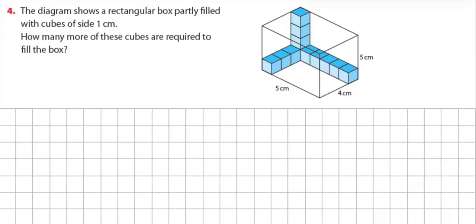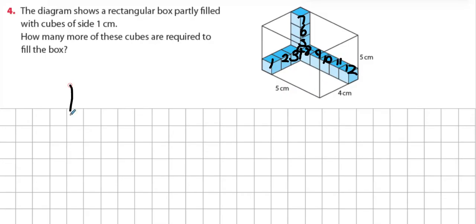So, question 4. The diagram shows a rectangular box partially filled with cubes of side 1. How many more cubes are required to fill the full box? Okay, that's interesting. How many cubes do we have? 1, 2, 3. Would you all agree that the 4th one on the bottom is out of view? Can everybody agree with that? We can't actually see the 4th one because it's underneath. 5, 6, 7, how many more? 8, 9, 10, 11, 12.